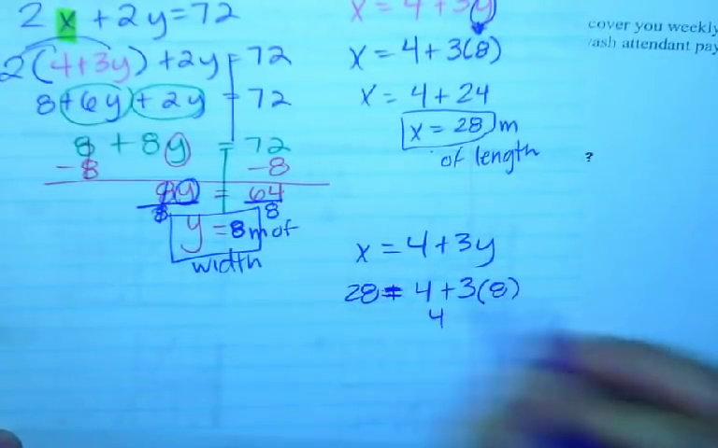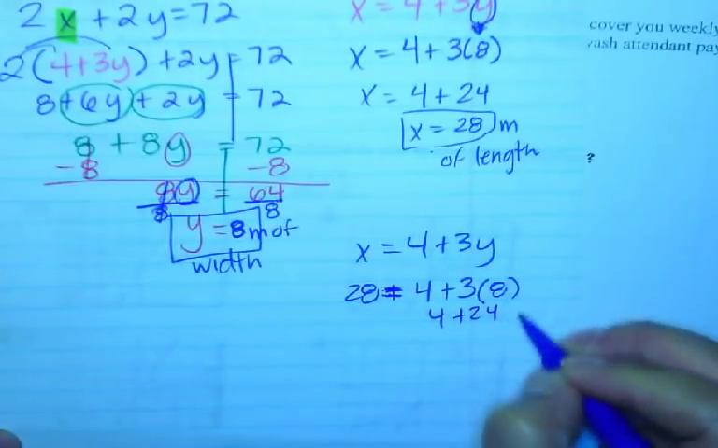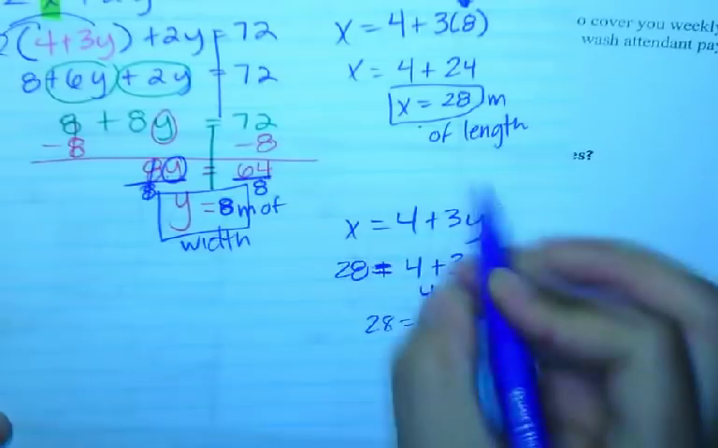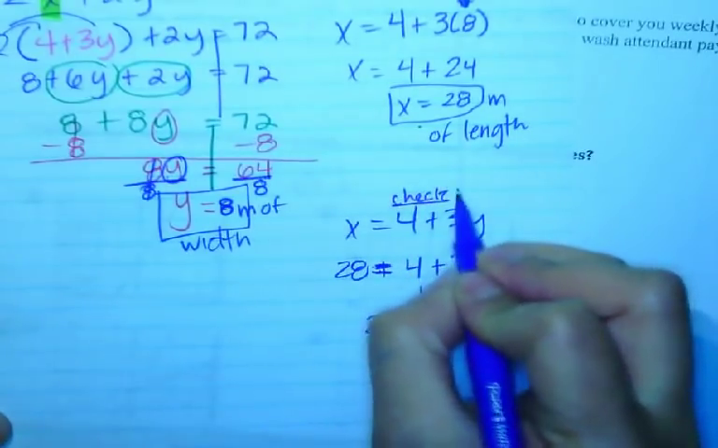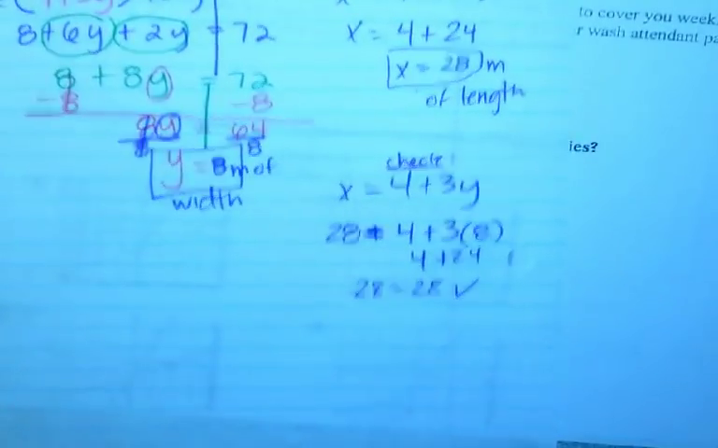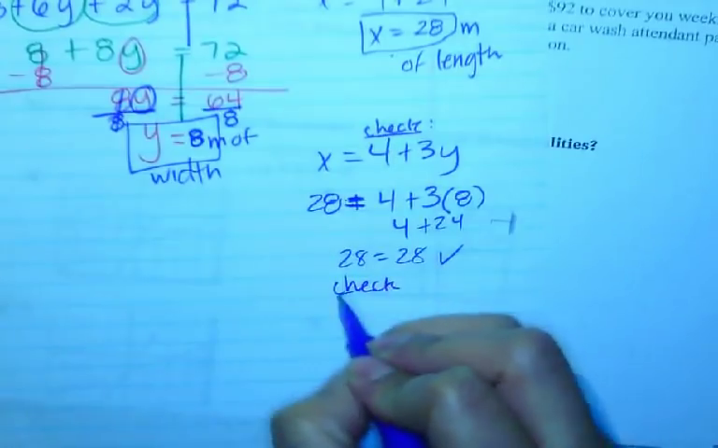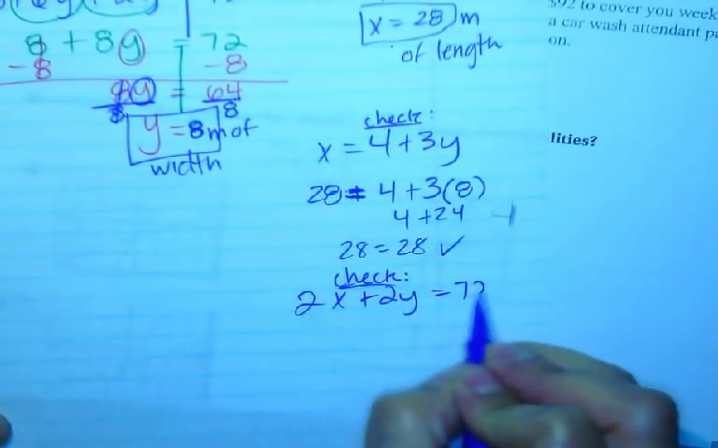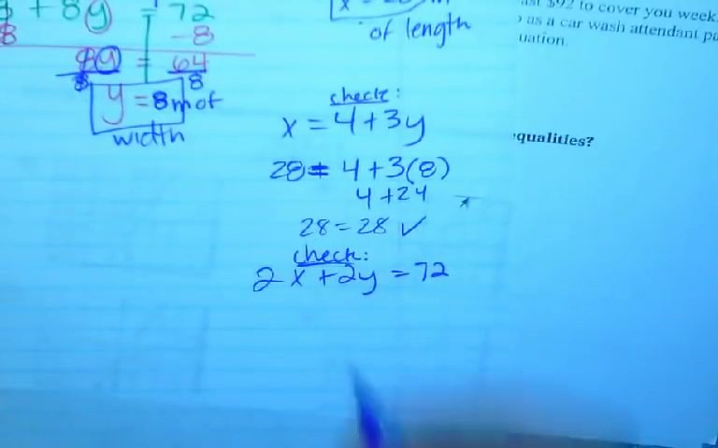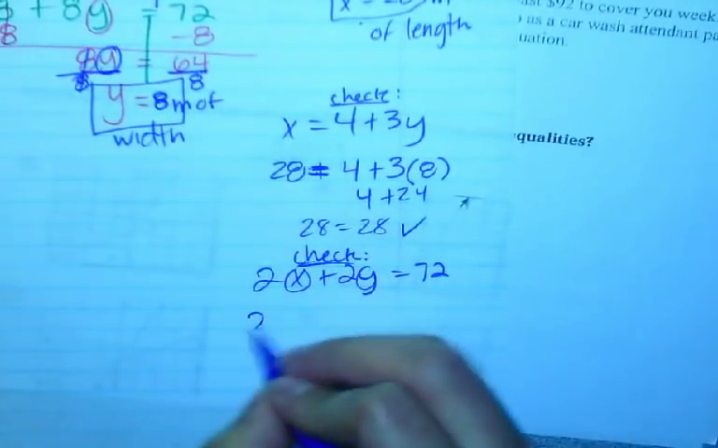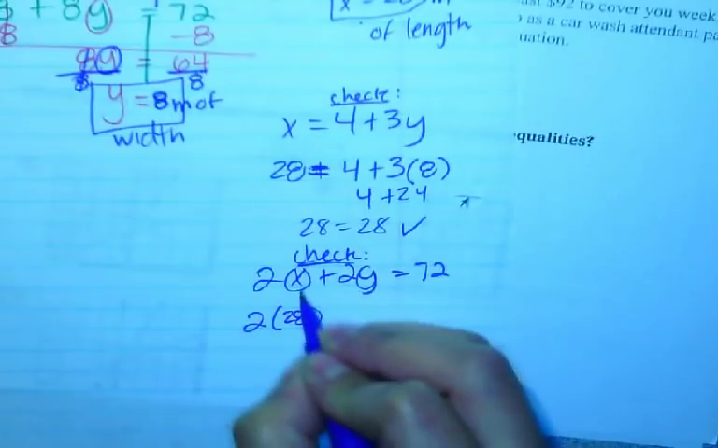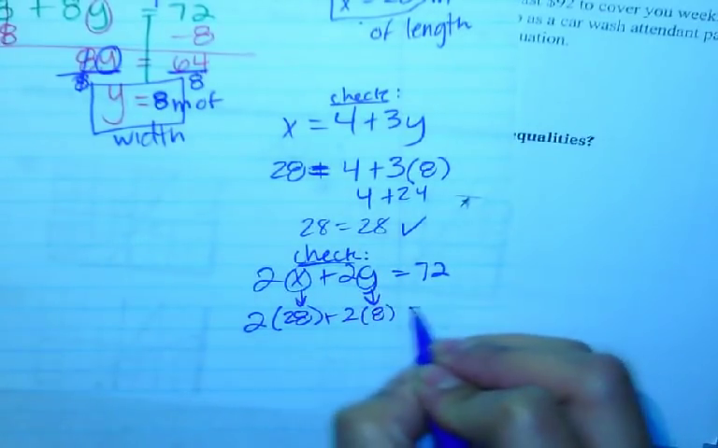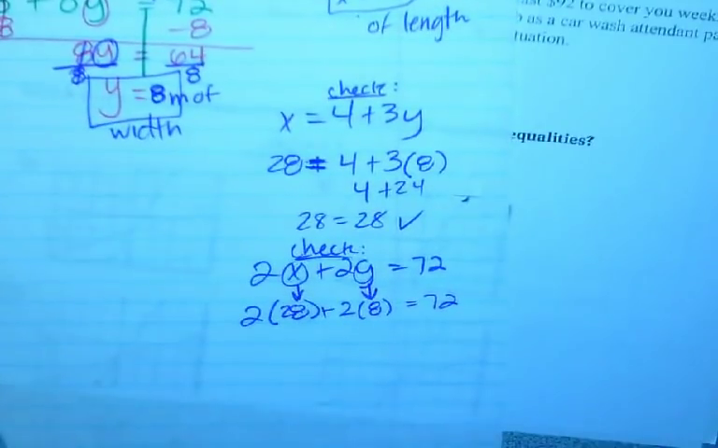Sorry, this is an equal sign. And yes, it works. So this is my check. I can go further and check it more if I want to. Like, I want to really, really make sure. So I can take the other equation and also make sure that I have the answer. So for x and y, I'll substitute in the answers that I got. I got 28 for x, and I got 8 for y. And make sure that I get 72.